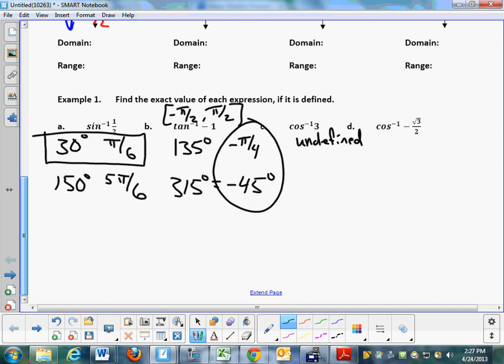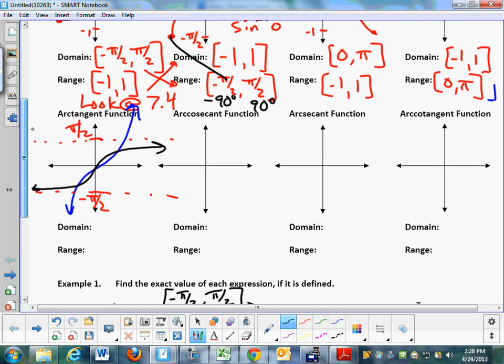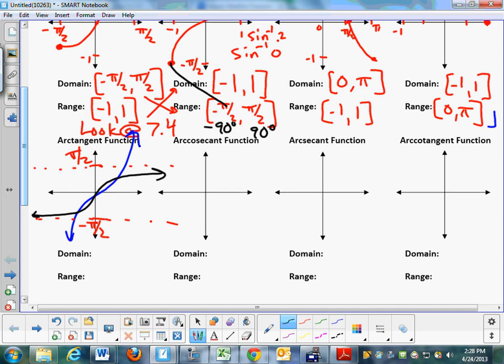All right, where is cosine equal to the negative square root of 3 over 2? Look at your sheet. 150 degrees or 210 degrees. But if you look at the range, it only outputs between 0 and pi, or 0 and 180 degrees. So which one is it going to give you on your calculator? Try it on your calculator.